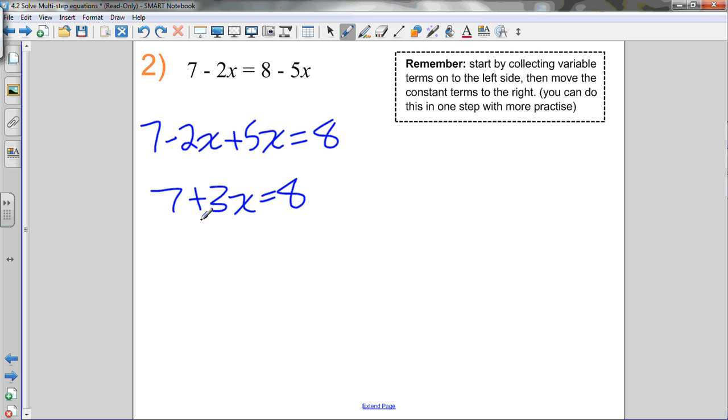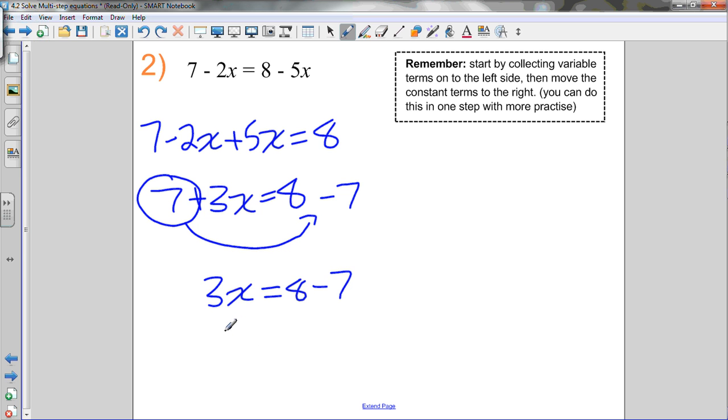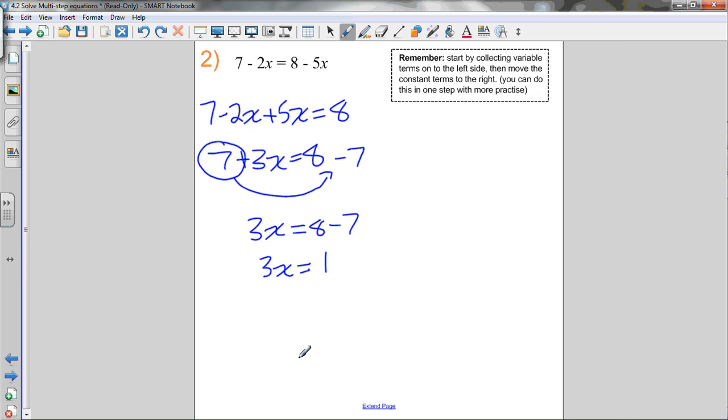Now I'm going to isolate the term that has the variable. So I want to move this positive 7 to the right. So right now, 7 is being added to 3x. The opposite of adding 7 is subtracting 7. So to move this to the other side, I must subtract 7. So I have 3x equals 8 minus 7. So 3x equals 1.